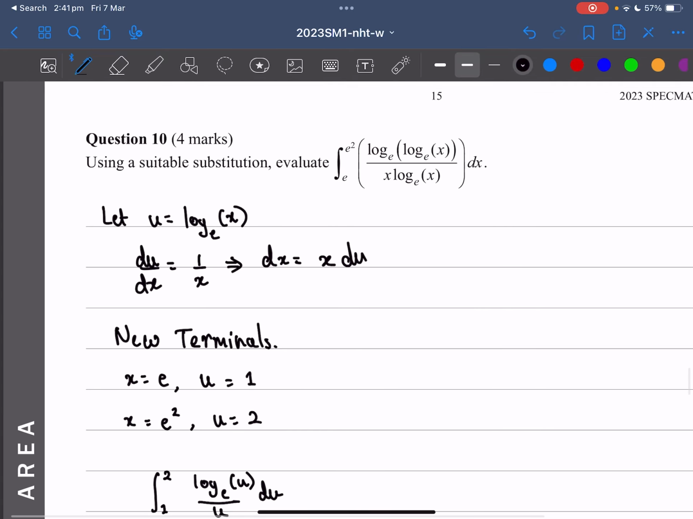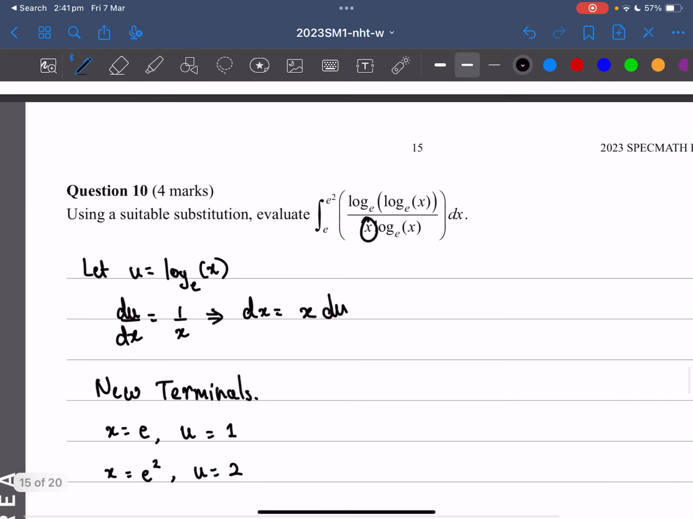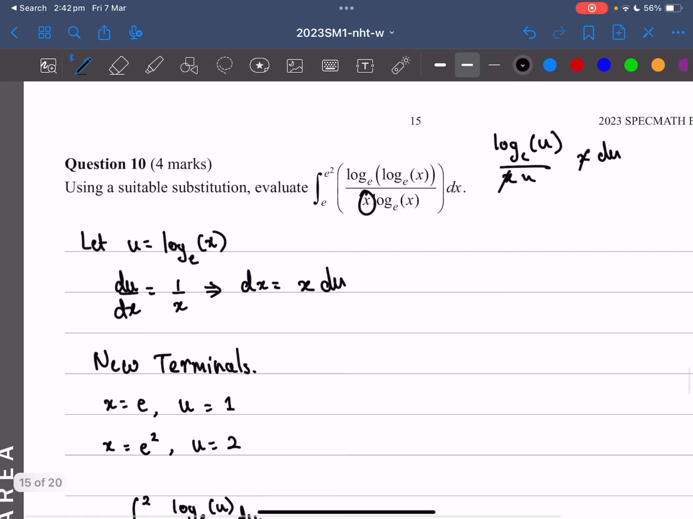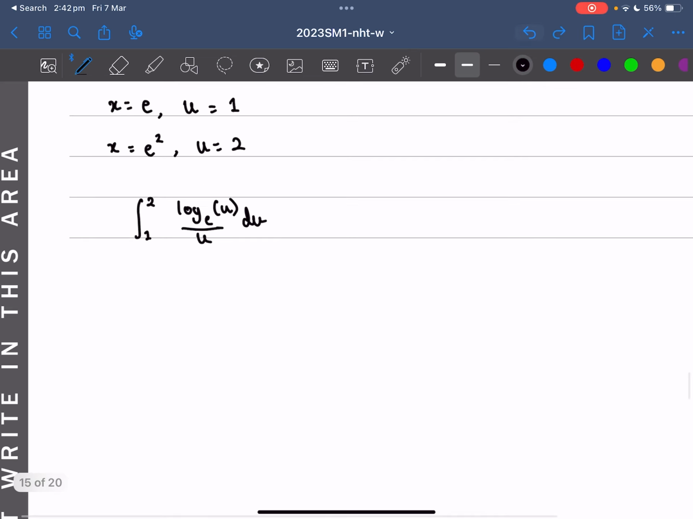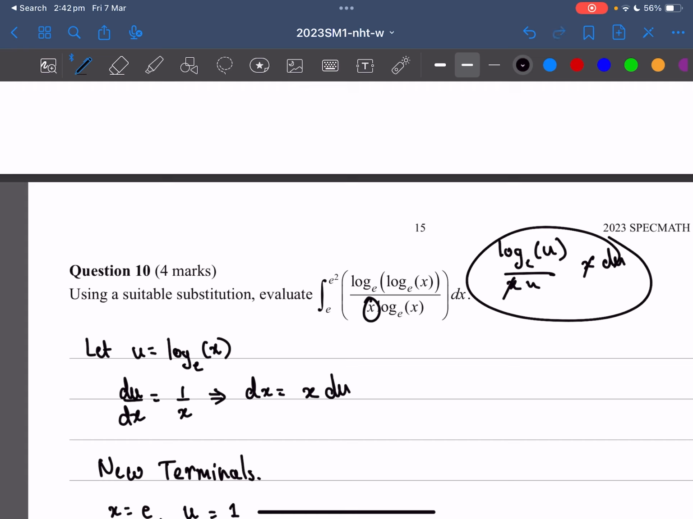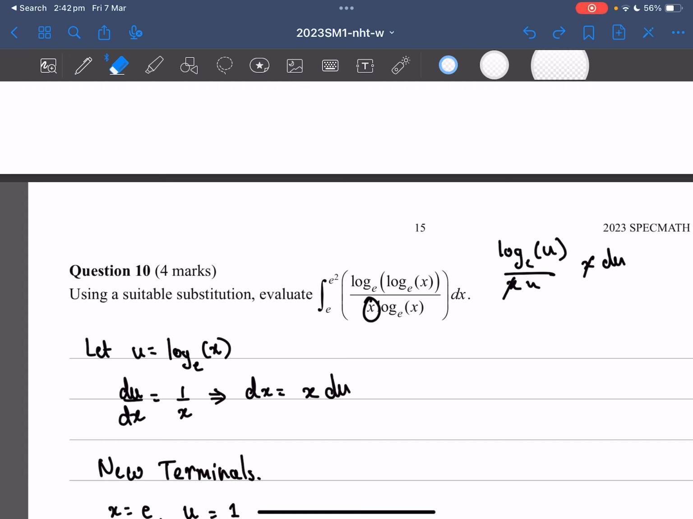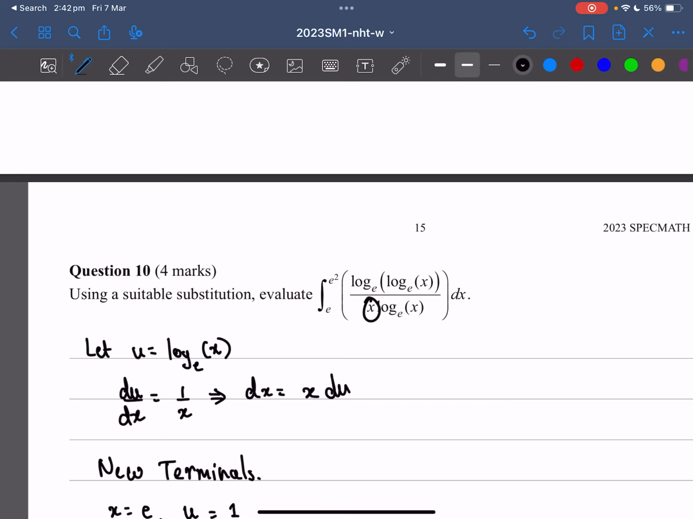Now, where did the x go? Well, remember that we are technically writing this as x du, so that and that will cancel out, leaving us with what we have over here. Okay, now this step is just for me to show you how we got there, but don't write that in the exam because having x and u in the same expression is going to be incorrect.